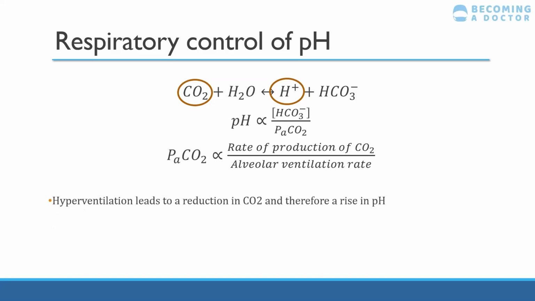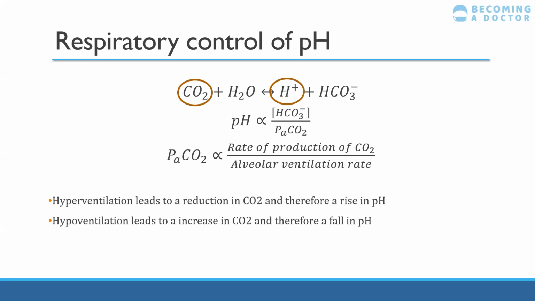So if you have hyperventilation, you get a reduction in the CO2 levels in the blood, and that will cause a rise in pH. And if you get hypoventilation, you get an increase in CO2 levels in the blood, and therefore a fall in pH. For example, if you have something that's inhibiting your respiratory reflex, like an opioid overdose, that depresses your respiratory reflex and can cause hypoventilation. That causes CO2 to build up in your blood, and it will also cause pH to decrease.